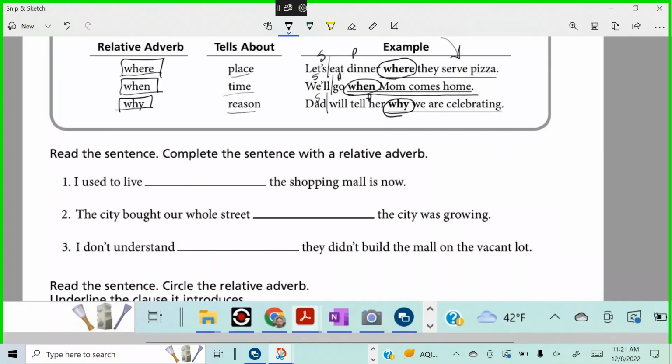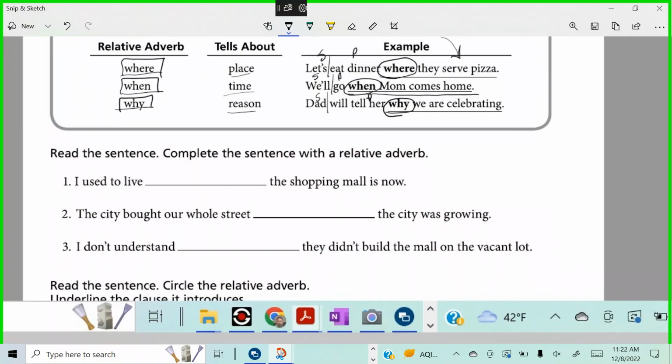You ready for this? Read the sentence. Complete the sentence with a relative adverb. I used to live blank, the shopping mall is now. AJ? Where. The city bought our whole street blank, the city was growing. Sure, when. I don't understand. They didn't build the mall on a vacant lot blank. Why.